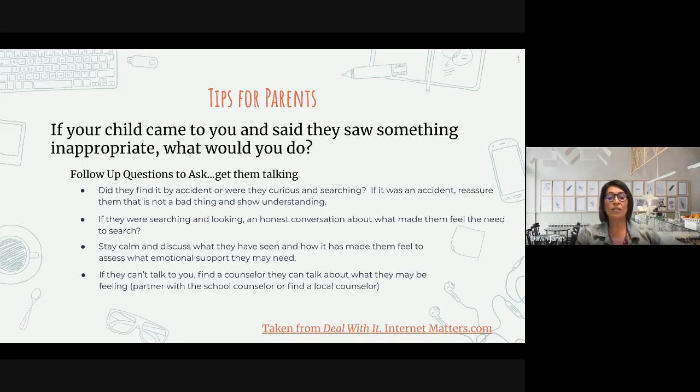And then if they can't talk to you, we need to find a counselor, right? So the partner with the school, each division has a school counselor, and then they may even have other resources and tips for local counselors in our community. The last thing you may want to do is, again, check your parental controls and filters. Okay. Any questions here for inappropriate content?